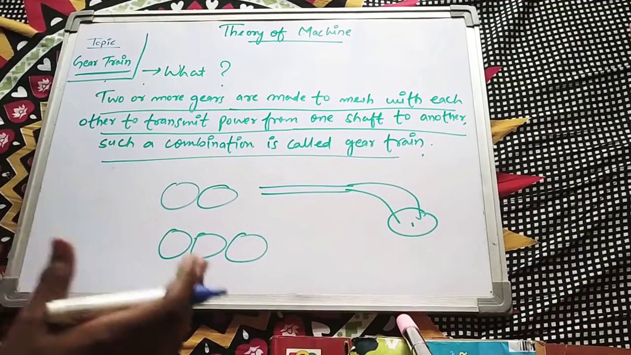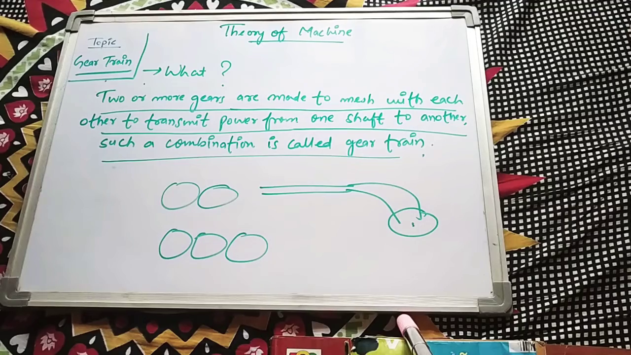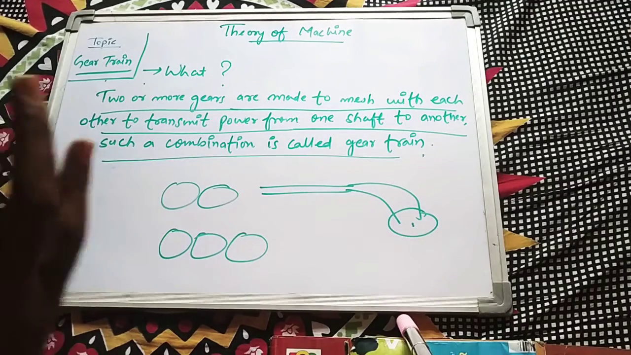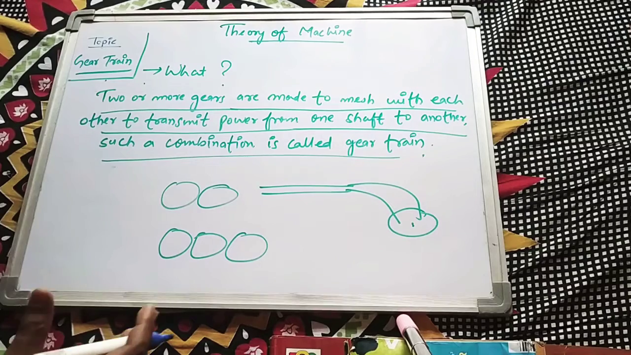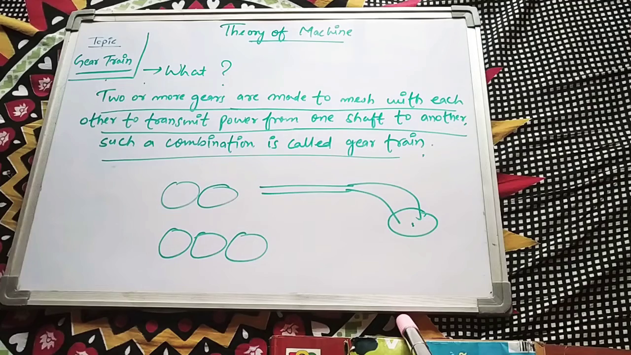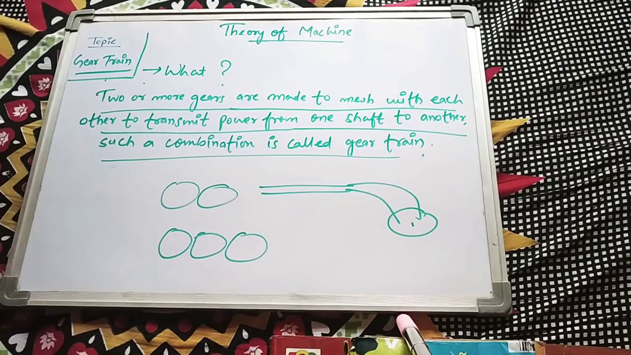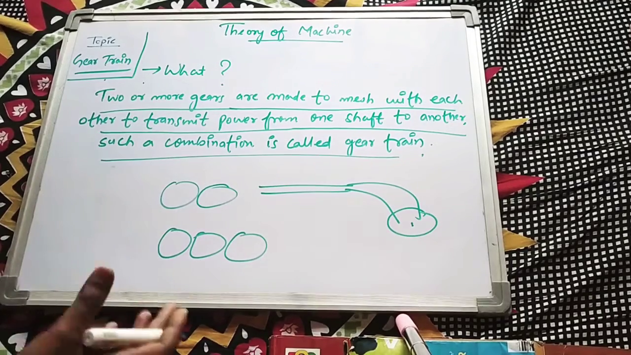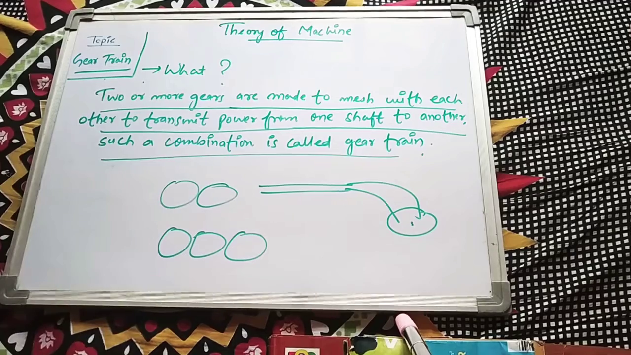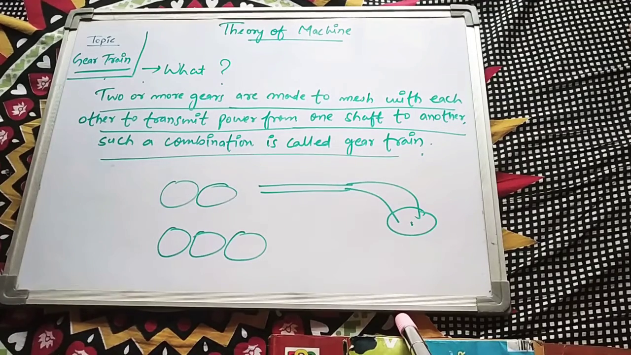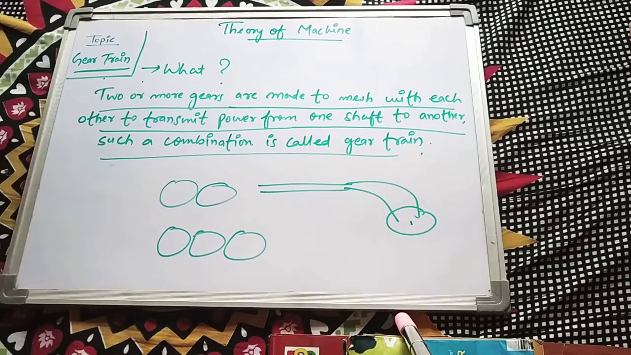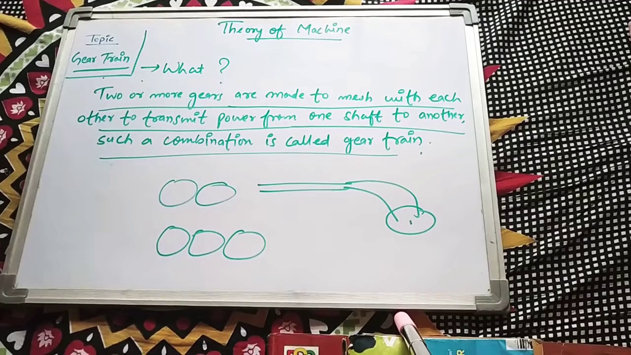That means for the transfer of power from one shaft to another shaft, a number of gears are arranged in between, and they are meshed in such a way that they can transmit the power. So this whole arrangement is known as a gear train. Why? Because the gears mesh with each other for the transmission of power. In simple words, when more than one gear is arranged in such a way that they transmit power from one shaft to another, that combination is known as a gear train.